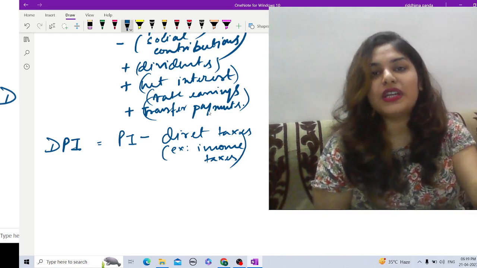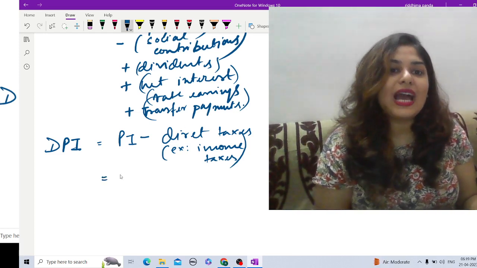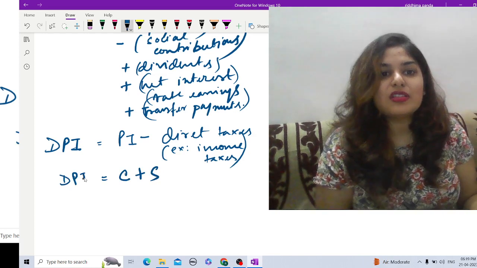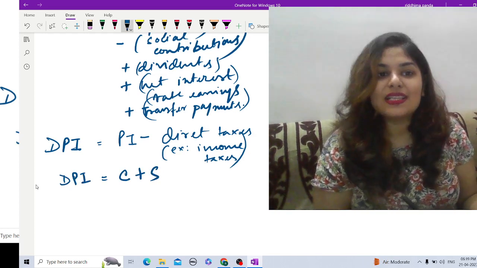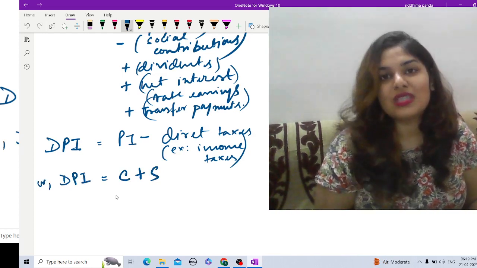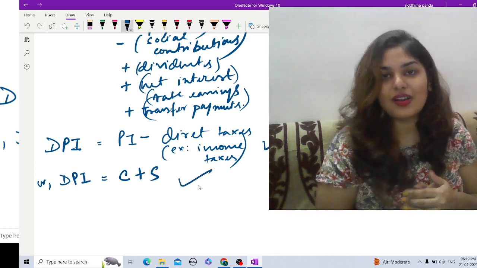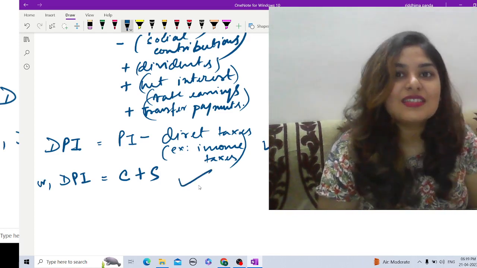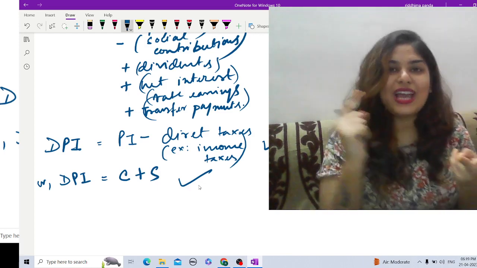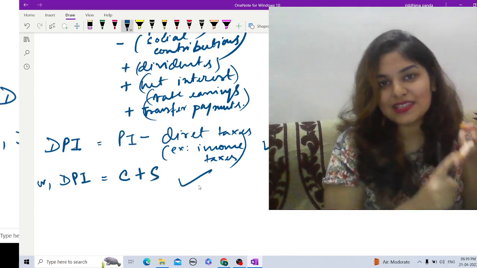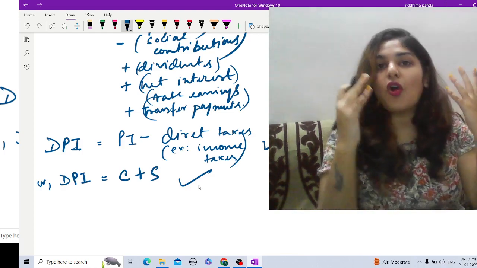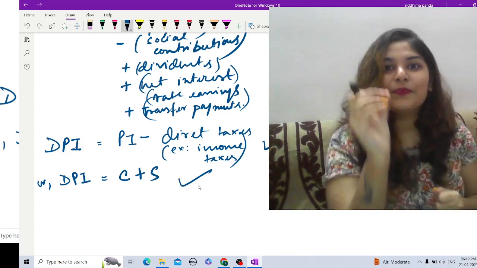Now with the leftover income, what are you going to do? You will either consume or save. So DPI is equal to PI minus direct taxes, or DPI is equal to C plus S. So both these formulas are correct for disposable personal income. So here we have discussed what GNP is, what national income is, what DPI, that is disposable personal income, is. And we have also seen the formulas of each and every measure.